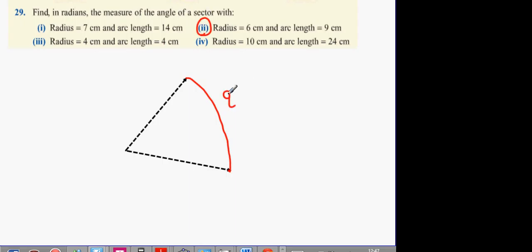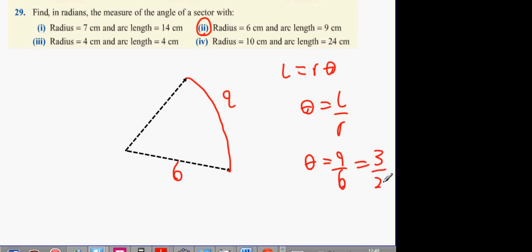The arc length is 9, the radius is 6. L equals r theta. Theta therefore is L over r, which is 9 over 6, which is 3 over 2. The angle is 3 over 2. Okay? 3 pi over 2? No, nothing to do with pi. Pi only comes in when it's 180 degrees. It doesn't have to be in terms of pi. Okay, guys? But it's all radians.